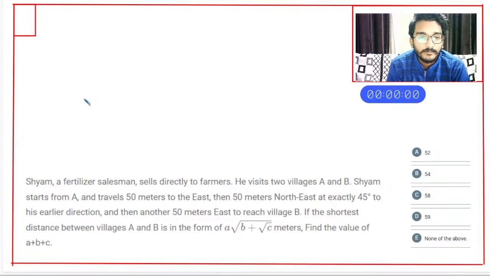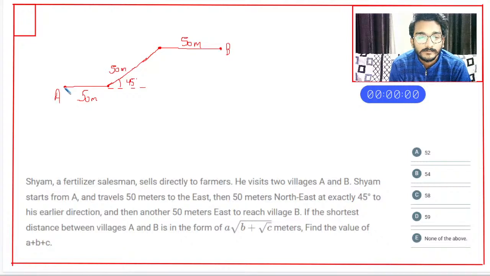So let's start the question now. We have this 50 meter. We have to start from point A. 50 meter to the east. And then we go at 45 degrees. The distance covered is 50 again. And then from this point, we again go east, 50 meter. We have to find the minimum distance between these 2 points.